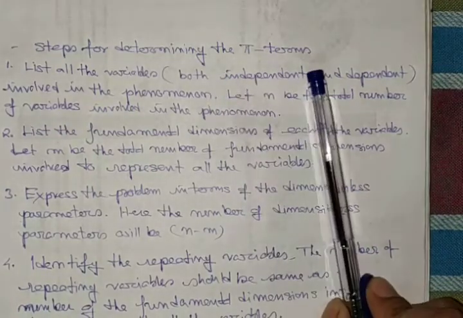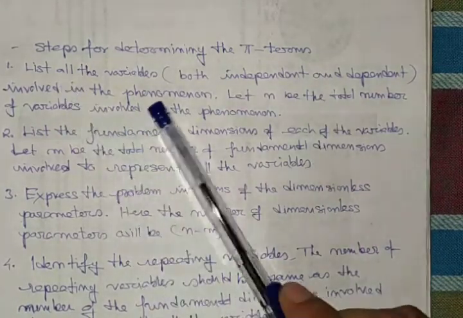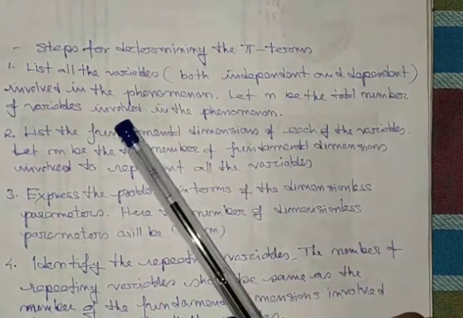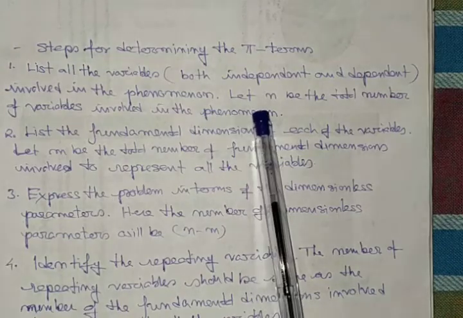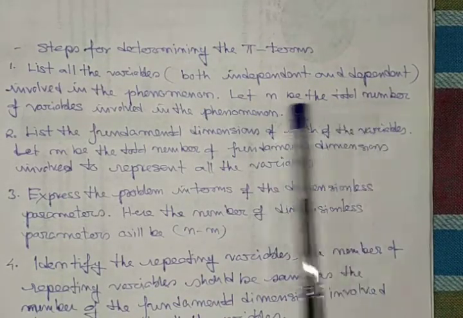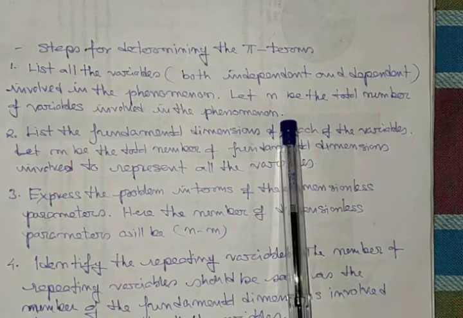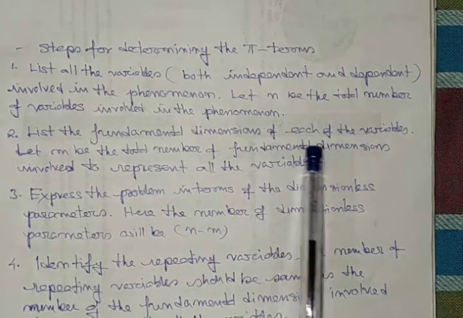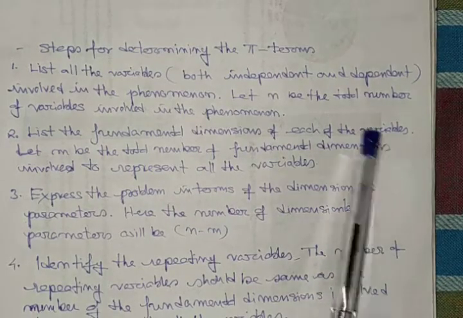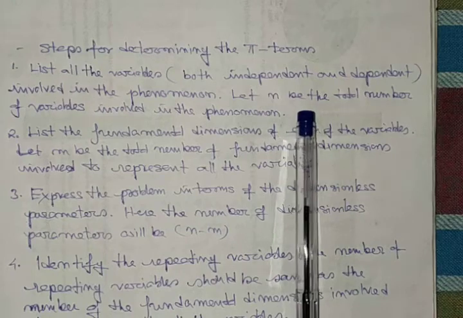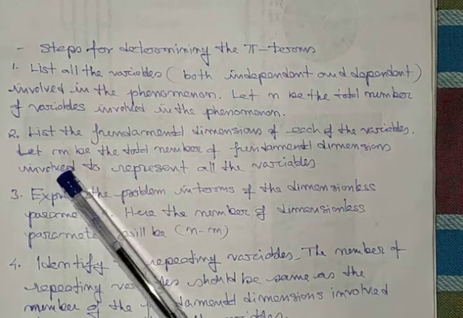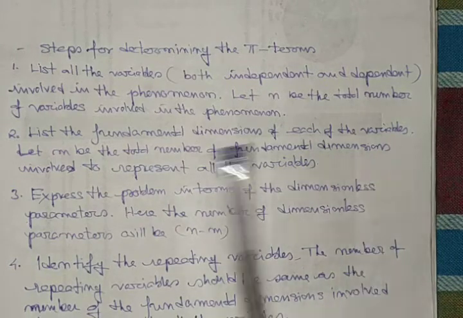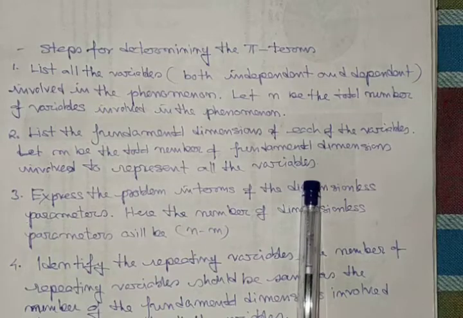Steps for determining the pi terms. Number 1, list all the variables, both independent and dependent, involved in the phenomenon. Let n be the total number of variables involved in the phenomenon. Number 2, list the fundamental dimensions of each variable, like capital M, L, T. Let m be the total number of fundamental dimensions involved to represent all the variables.